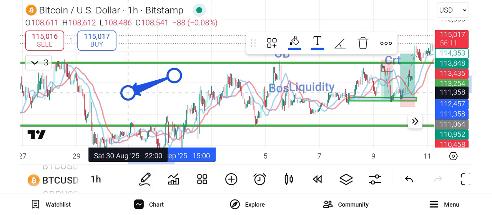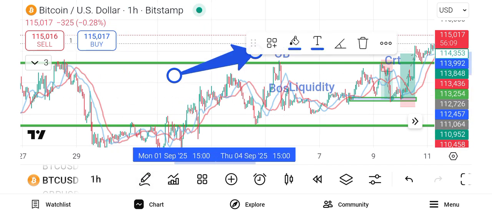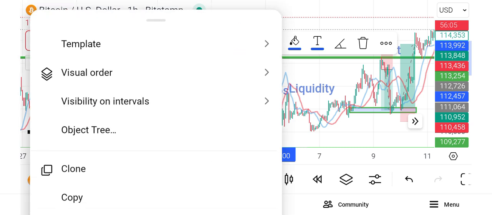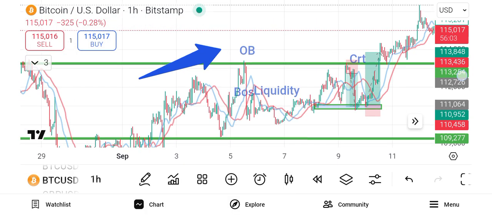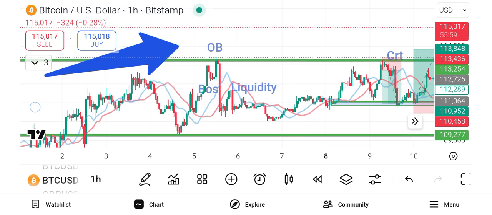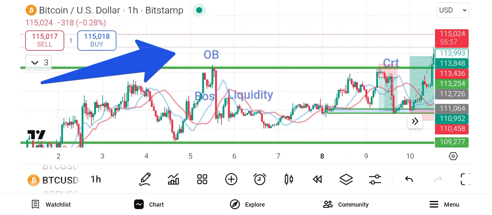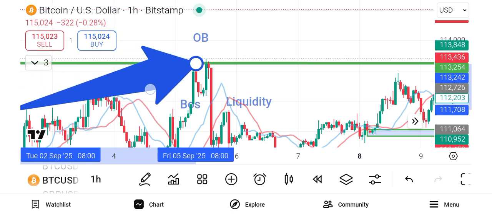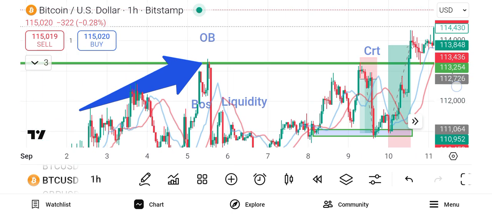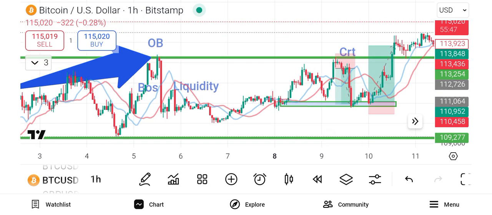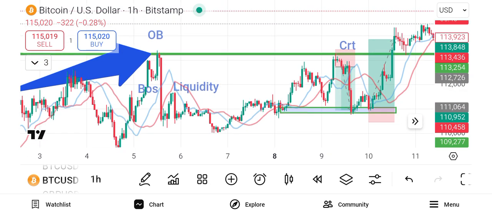Good. So this is the OB, as you can see. This is the OB, you can see where I'm pointing. So this is the OB, the order block. You understand? This place is the order block, so you can see very clearly. This setup respects the order block.